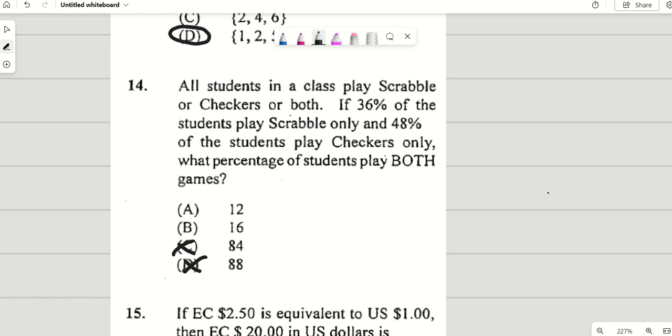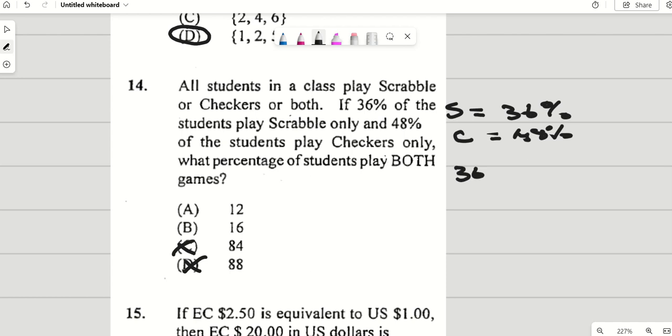Students in a class play Scrabble or checkers or both. 36% of the students play Scrabble. So Scrabble is 36. They said 36 only, so we don't even need to think about any intersection there, right? 48 of them play checkers only, so checkers is equal to 48%. They ask you what percentage plays both.